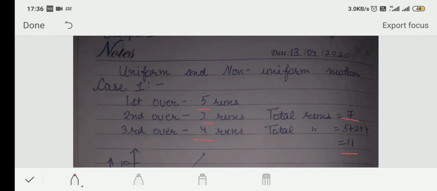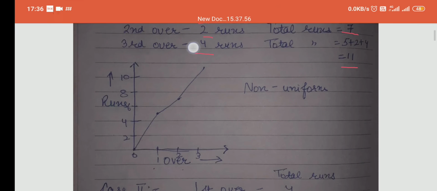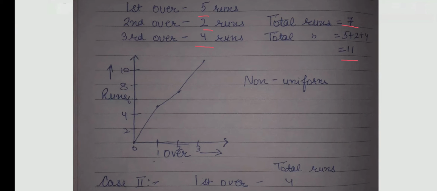If I draw a graph between runs and overs, it will look like this. We always take the variable quantity on the y-axis and the constant quantity on the x-axis.